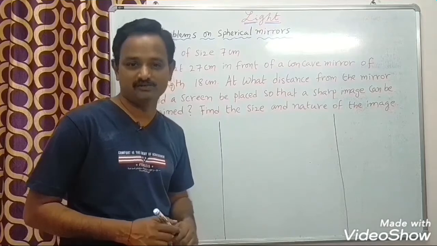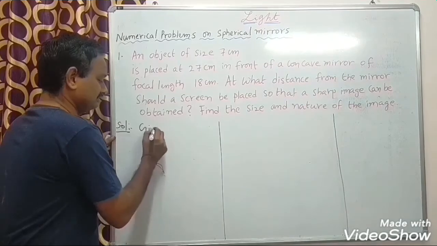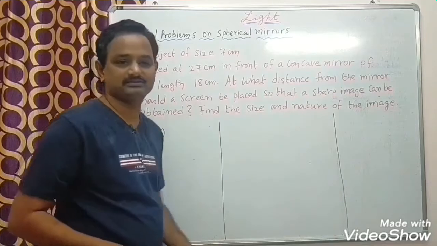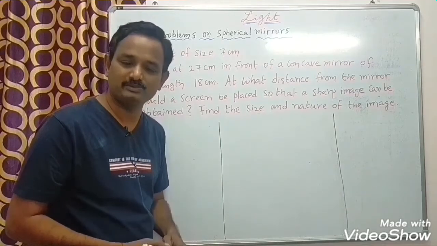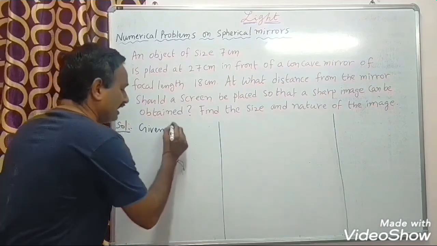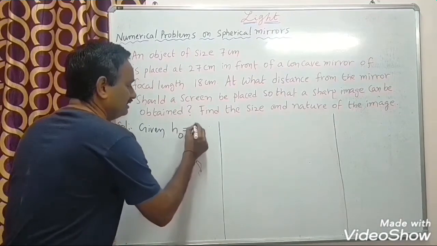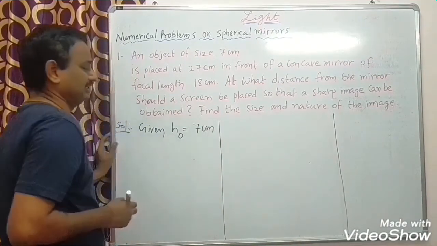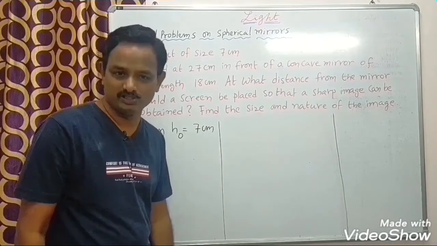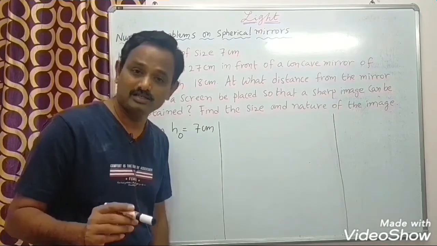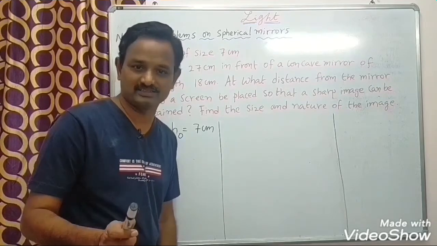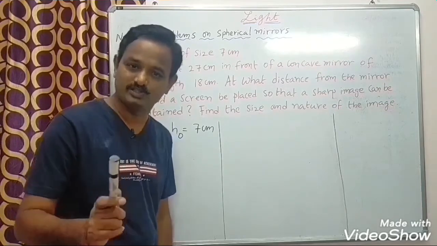First of all, we will write the given data. Given: object of size 7 cm. Object size means height of the object. Look here. Height of the object is 7 cm. Height of the object is always positive. Why? Because height of the object we take parallel to the positive y-axis. So it is always positive.